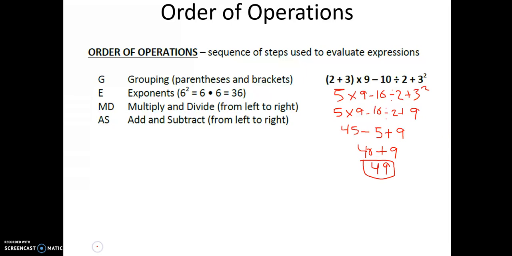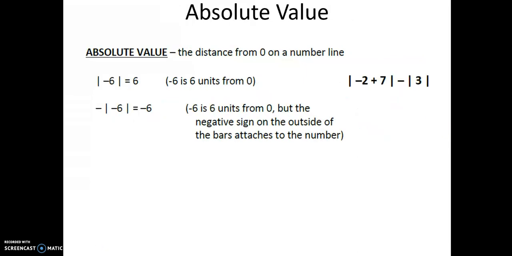Okay, so the next thing that I see is absolute value. Absolute value is the distance from 0 on a number line. So negative 6 is 6 units from 0. Minus the absolute value of negative 6 is minus 6, or negative 6. Negative 6 is 6 units from 0, but the negative sign or the minus sign on the outside of the bars attaches to the number.